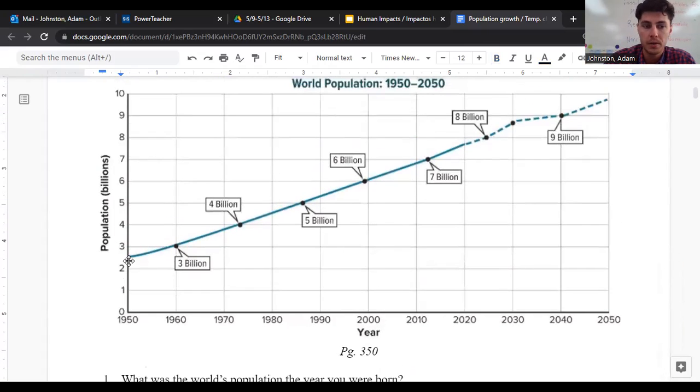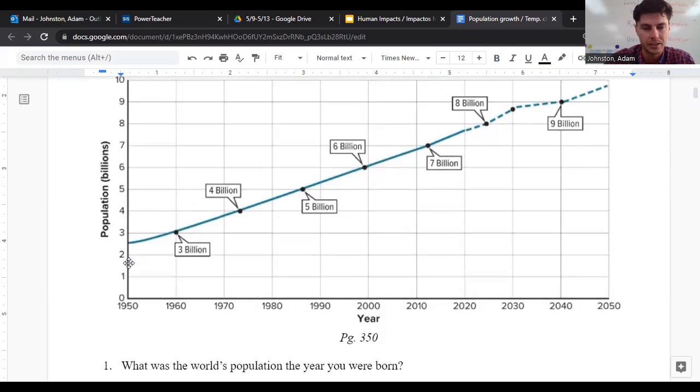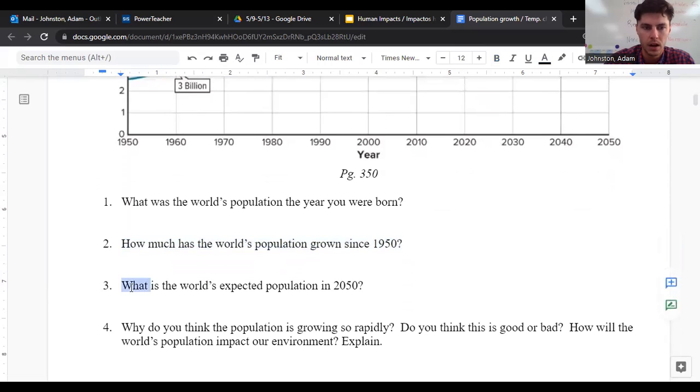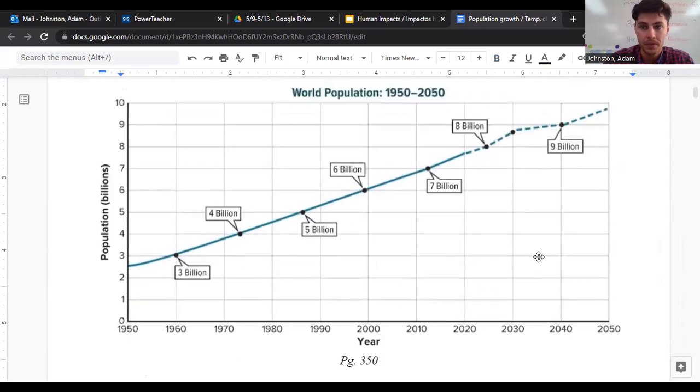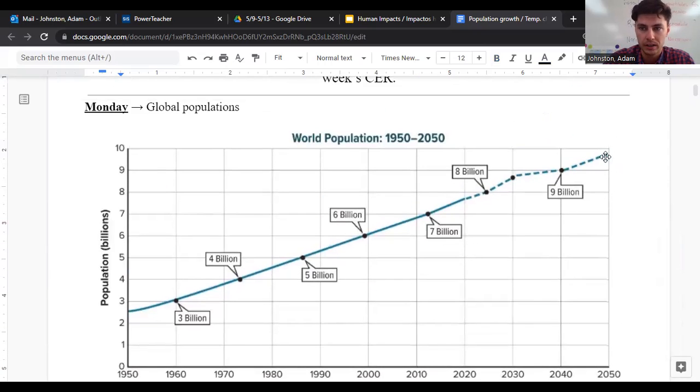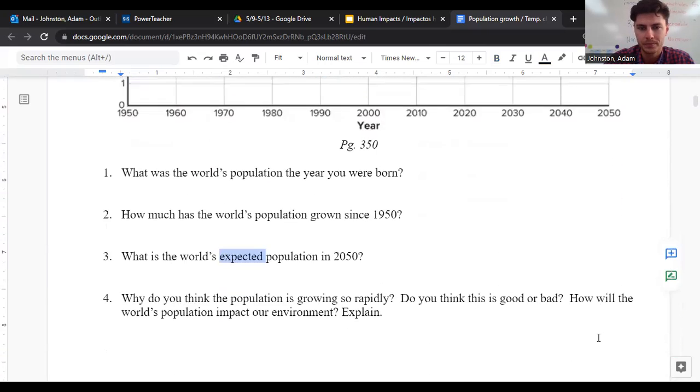Number 2, how much has the world's population grown since 1950? That would be comparing the population in 1950 to the most recent data, the population in 2020. All you need to do is subtract the population from 2020, take away the population in 1950. Number 3, what is the world's expected population in 2050? There, you're going to follow the dotted line to just under 10 billion for 2050.